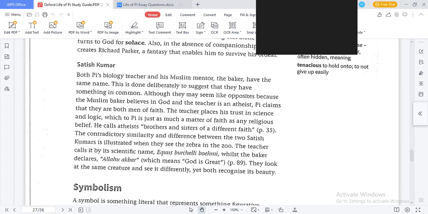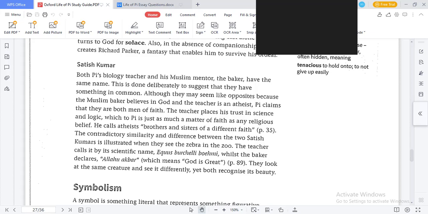Then the contradictory similarity and difference between the two Satish Kumars is illustrated when they see the zebra in the zoo. The teacher calls it by its scientific name, whilst the baker calls it Allahu Akbar. Thank you so much. I knew you were going to catch me. They look at the same creature and see it differently, yet both recognize its beauty. So now you see the difference and the similarity. They both see the same creature, but they see it differently, yet both recognize the same thing, its beauty.